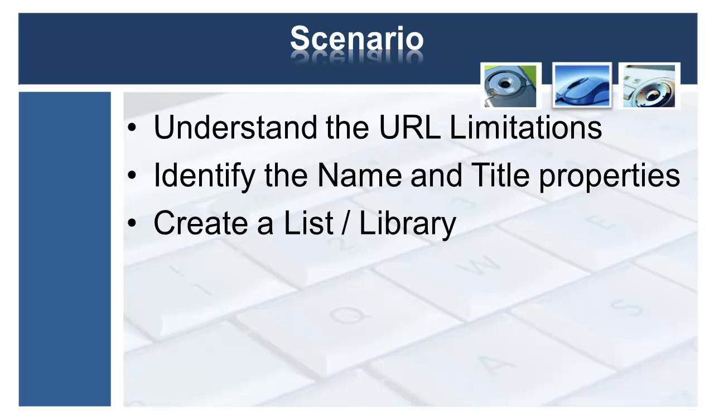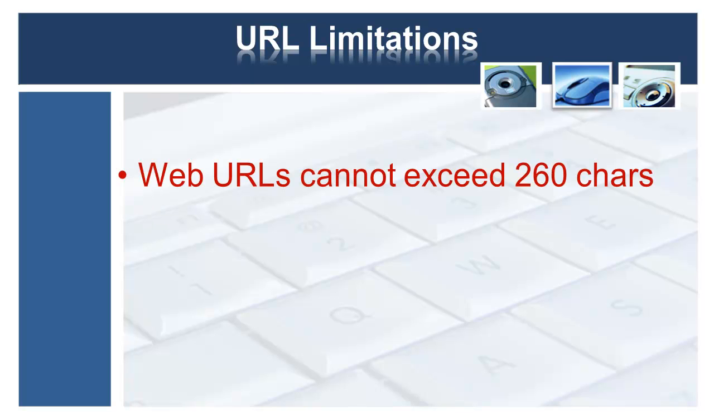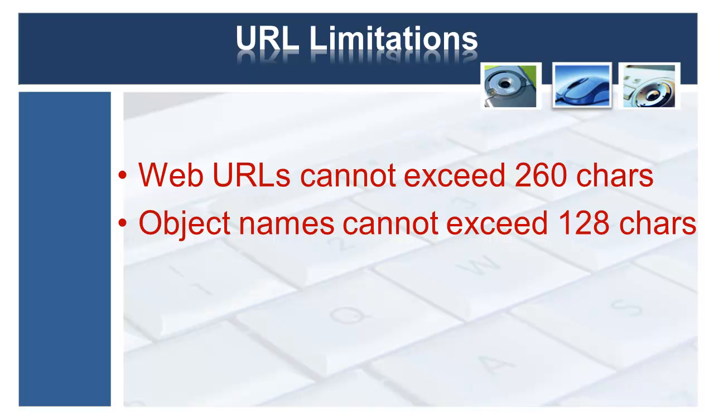So what are these URL limitations? Well, without getting too technical, any web URL cannot exceed 260 characters. And any object you create, such as a site, a library, a list, a view page, or even items like file names for documents, cannot exceed 128 characters. So what happens if you try and create a site or a library that breaches those limitations?